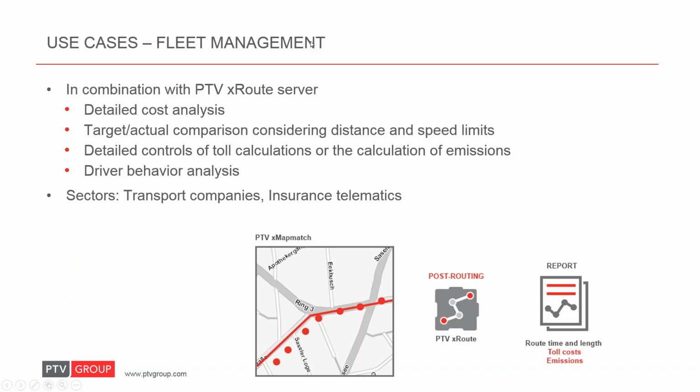So now let's have a look at a couple of use cases. And the first use case, it's actually the most common one, fleet management, where track and trace providers get all the data in and they want to rebuild the routes after the fact. This is often being done in combination with an xRoute server. So the xMapmatch corrects the data and then the xRoute calculates all the details. And especially when you're looking at toll costs or emissions, or maybe you want to look further than just a default speed limit, because it's more and more common that we get time-dependent speed limits or vehicle-dependent speed limits. So this data is available as a side lookup.